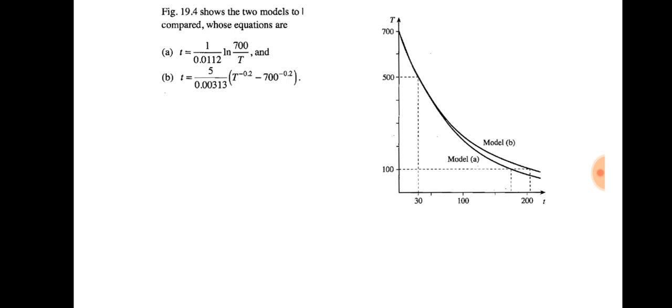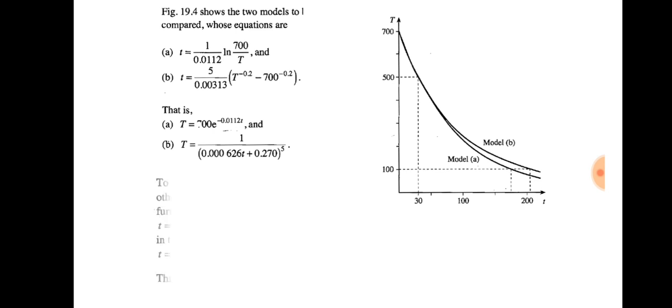The figure that has been shown displays the two models to be compared, whose equations are given below. That is, A: T equals 700 e^(minus 0.0112t), and B: T equals 1 over (0.000626t plus 0.270) to the power of 5.